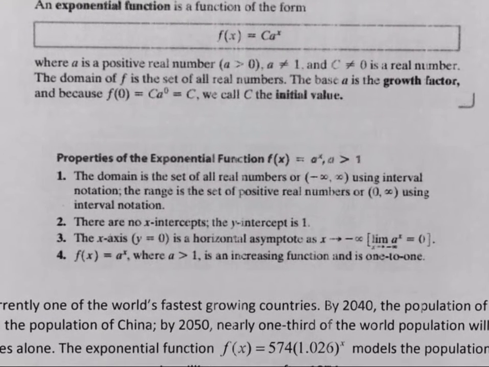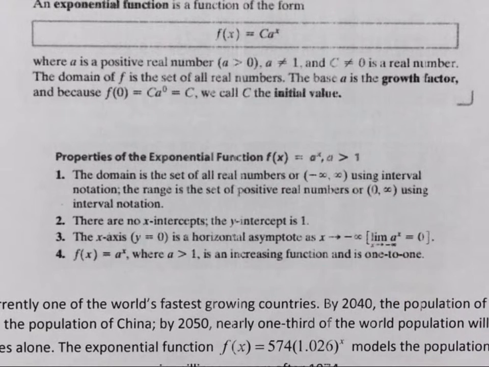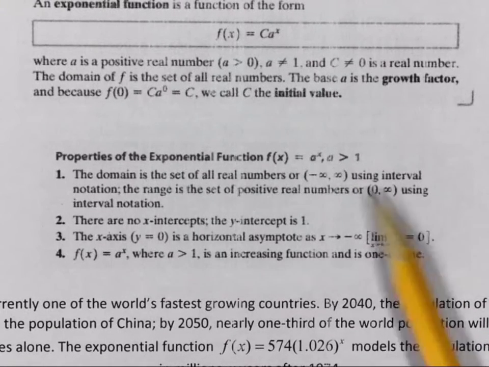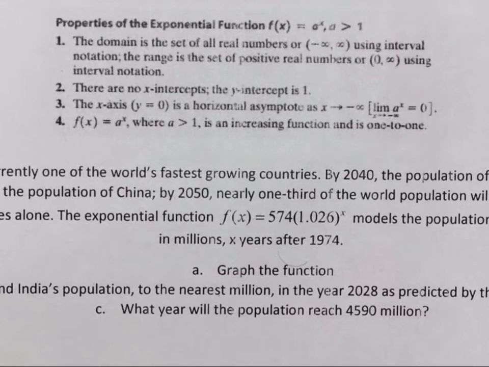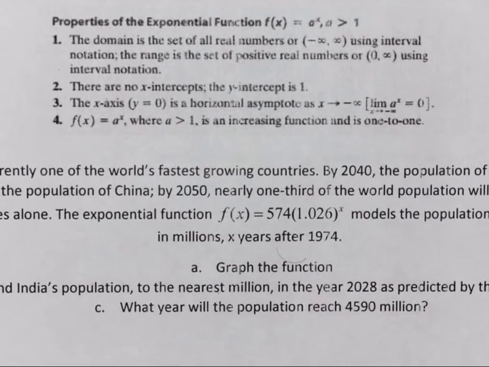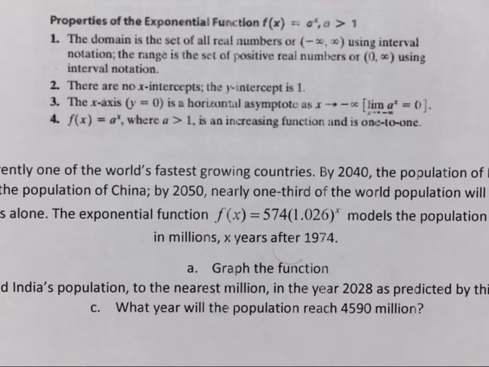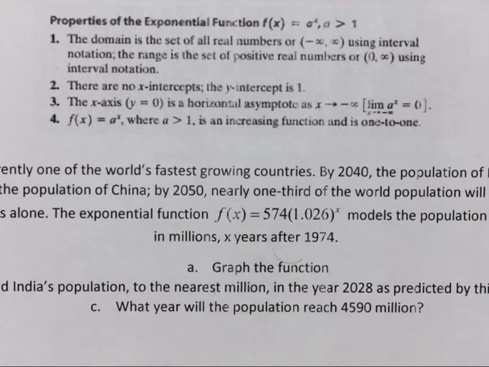So some properties of an exponential function where a is greater than 1. If we have a greater than 1, then we should have exponential growth. The domain is going to be negative infinity to positive infinity. There are no x-intercepts, so the graph actually won't intercept the x-axis. The y-intercept is 1. This talks about horizontal asymptotes, which we hadn't really discussed a whole lot, so you can kind of ignore that. And it is an increasing function like we just saw and is 1 to 1, so it passes the horizontal line test.